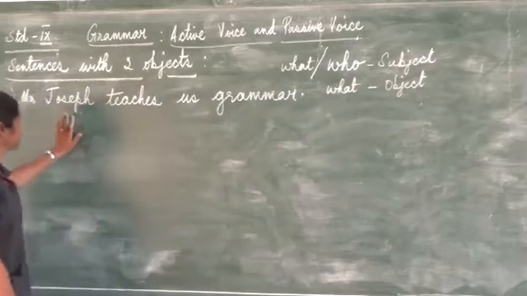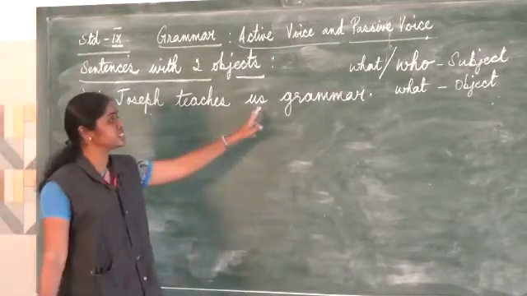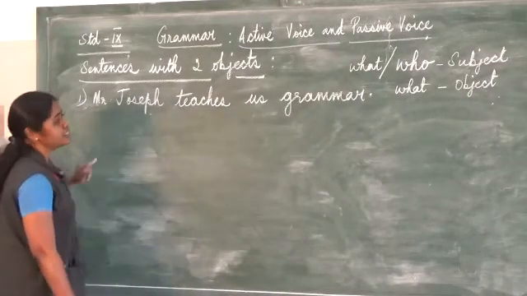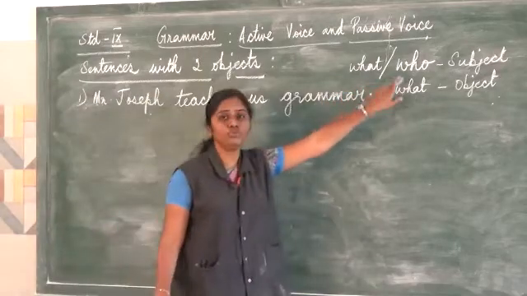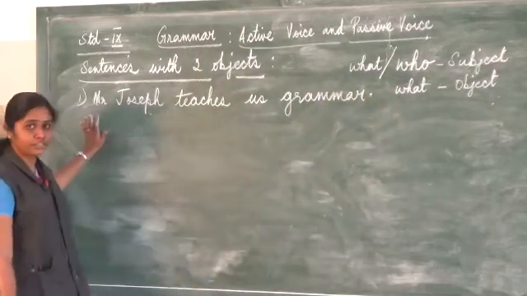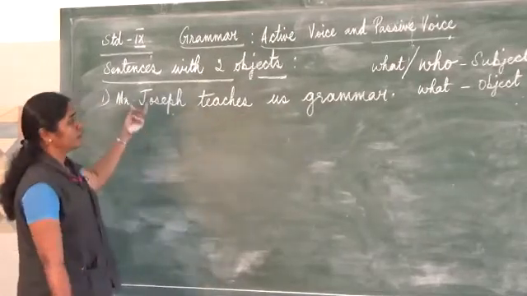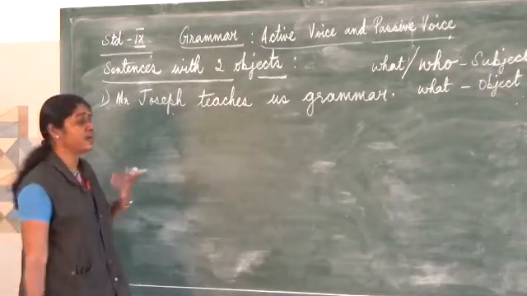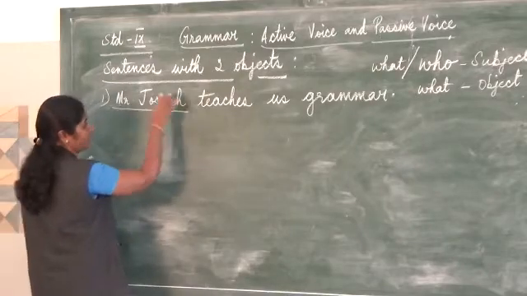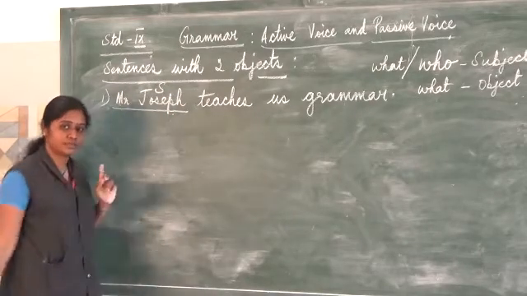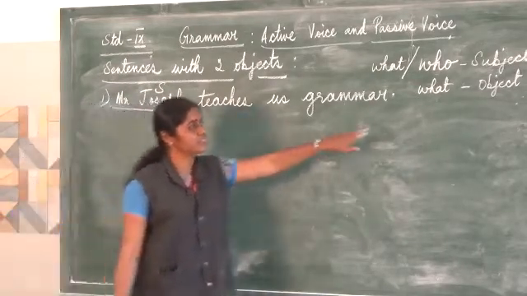See, if you see the sentence, "Mr. Joseph teaches us grammar." You can ask the question "who" to find out the subject of this sentence. Who teaches us grammar? What is the answer? Mr. Joseph is the answer. So obviously this is the subject. Now you ask this question, what?